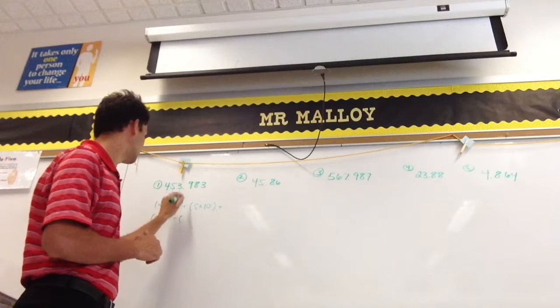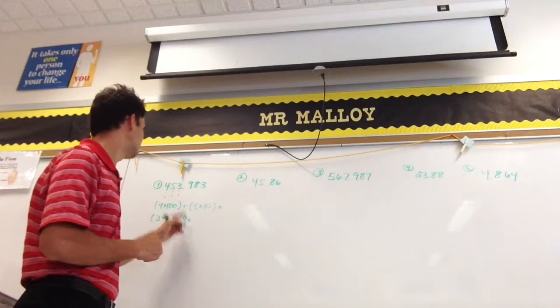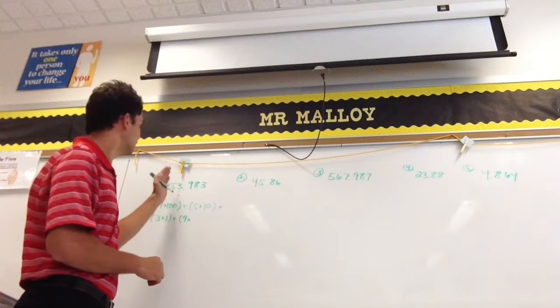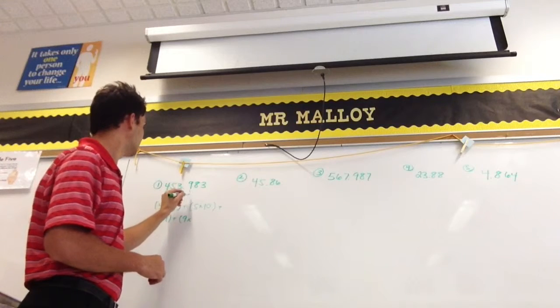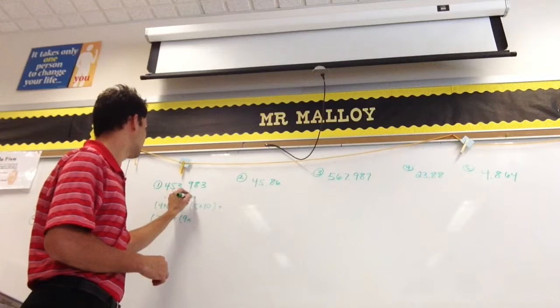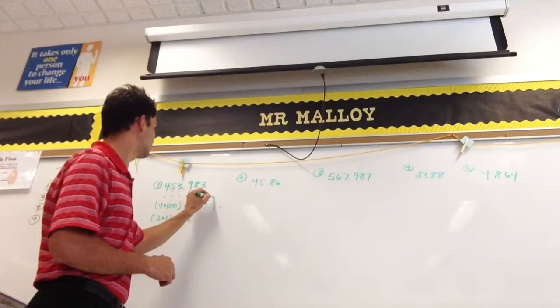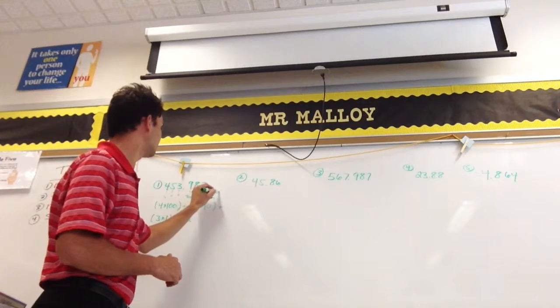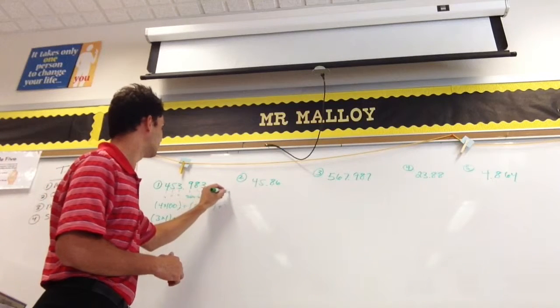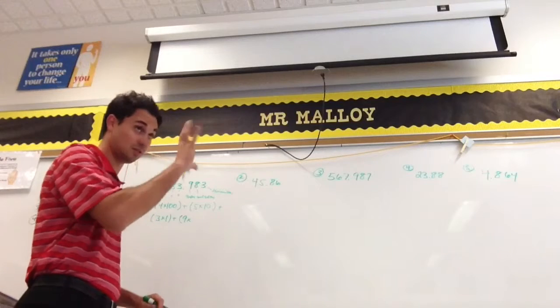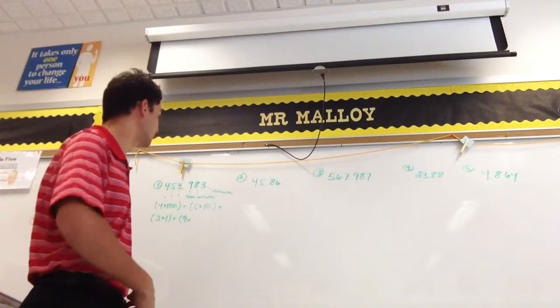Plus 9 times what? Well, that 9 to the right we go. Here we go, tens, hundreds, and then thousands. Okay, something that you need to get in your mind, the order of the place values.